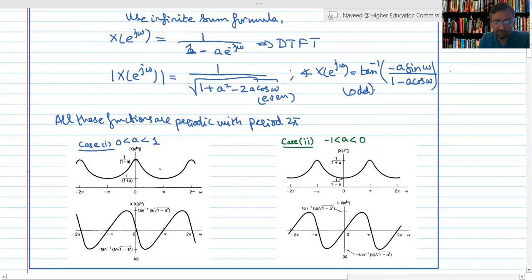And symmetries are also obvious. The magnitude in both these cases is even, and the phase in both these cases is an odd function with respect to omega.